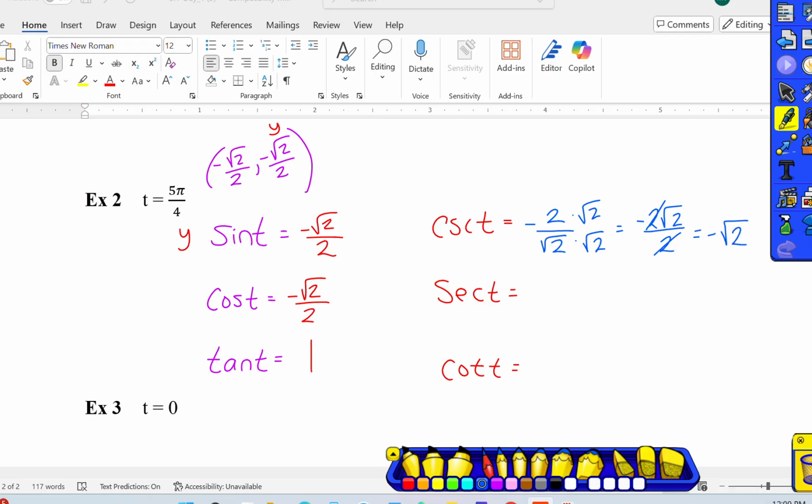These ones are going to come up a lot because they're common angles. So you'll get used to these. You won't have to do all that work. You'll just remember what the reciprocals are. Secant, if I flip this, I'm going to get the same thing, negative root 2.